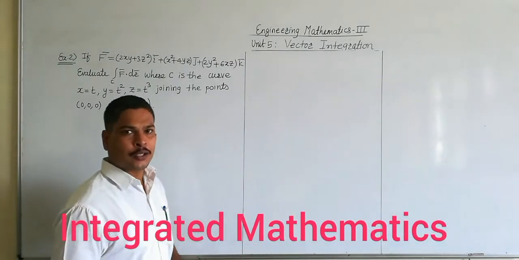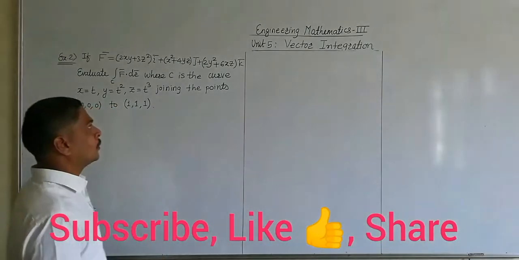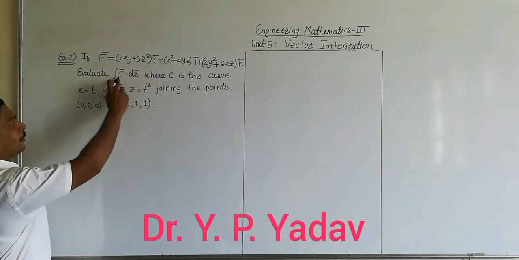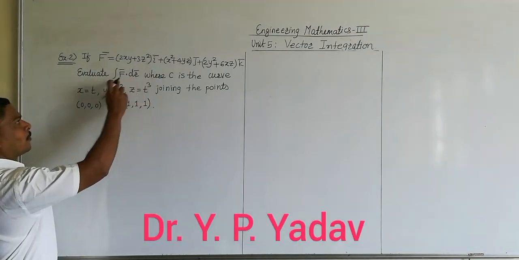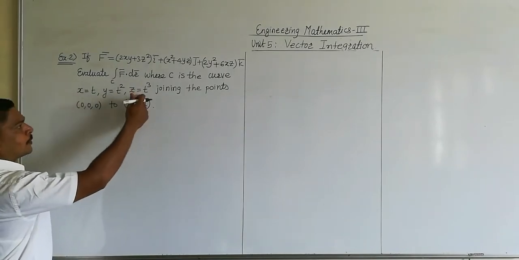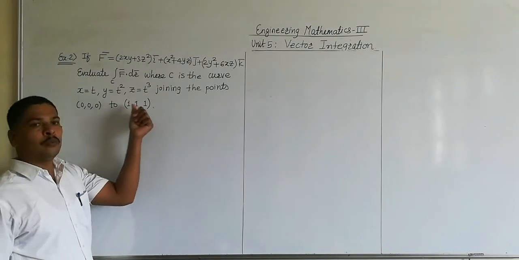So in this lecture we are trying to solve some examples of line integral. So our next example is, if this is our f bar, then evaluate line integral f bar dot dr bar over c, where c is the curve, x is equal to t, y is equal to t square, z is equal to t cube, joining the points 0, 0, 0 to 1, 1, 1.